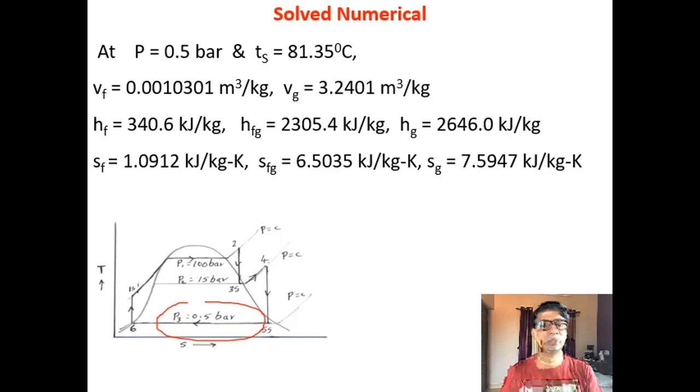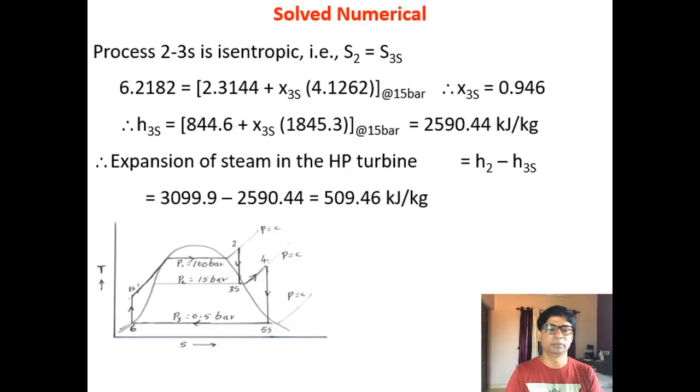Once you note down these values using the tables, you see this is of much importance, to note down the values from the steam tables or the Mollier chart, at 100 bar, 15 bar and 0.5 bar. For point 2 you have noted the enthalpy and entropy values directly. For point 4 they have to be noted down. Okay, we will see that later.